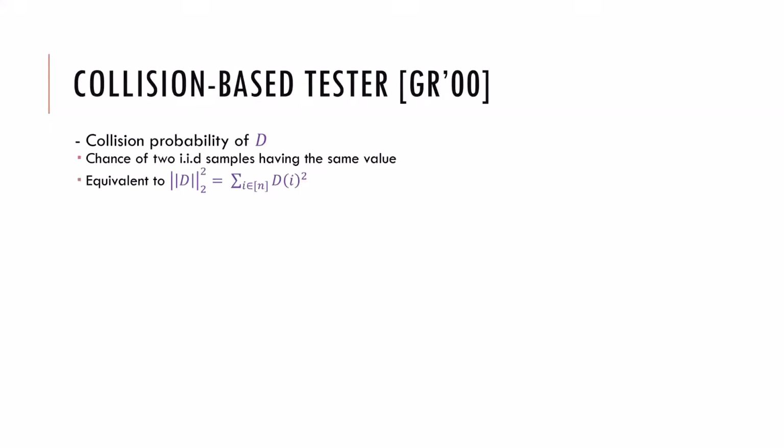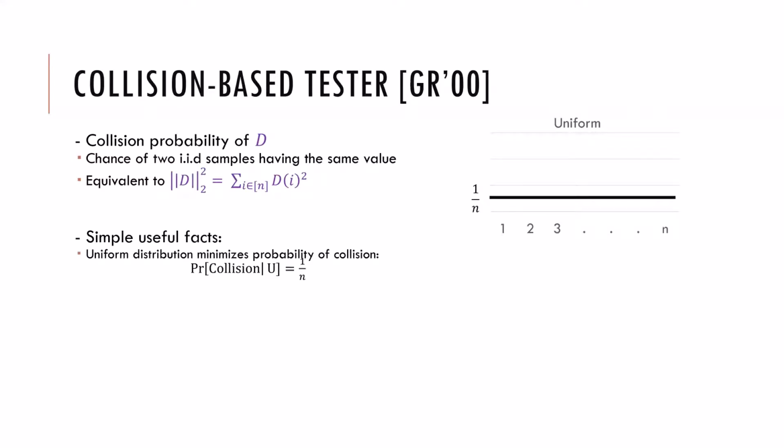So what is exactly the collision-based tester? It relies upon the notion of collision probability. The collision probability of a distribution is basically the chance of two independent samples from said distribution to have the same value. Or alternatively, this is the L2 norm squared of the distribution. And two simple facts about this notion of collision probability are these. If we consider all the distributions over a domain of size n, then the one to minimize the probability of seeing collisions is the uniform distribution.